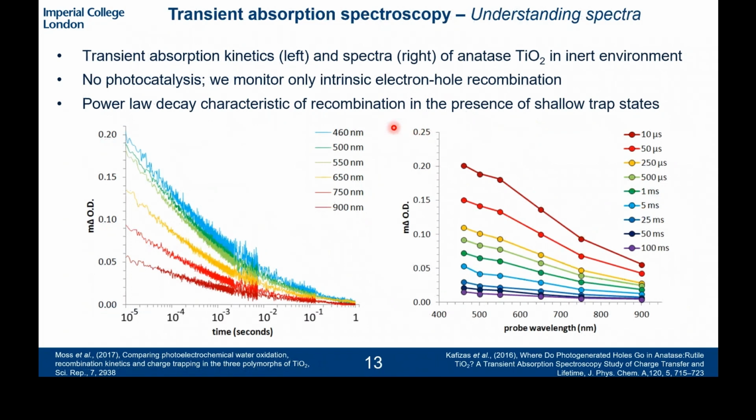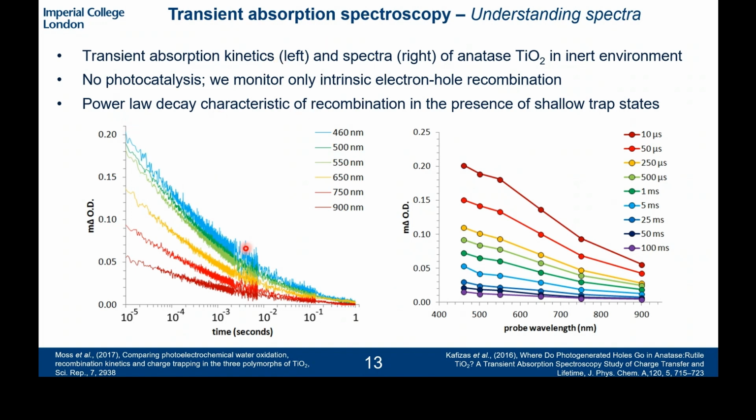So let's go through the most commonly studied material, titanium dioxide. This is just generally what the TAS kinetics look like of this material, probed from roughly the microsecond up to the second. And this is what the spectra look like at different time scales from 10 microseconds up to around 100 milliseconds, okay? We're not looking at any process like water splitting, etc. This is titanium dioxide in an inert environment. Let's just look at what the intrinsic electron-hole recombination behavior is like in this material.